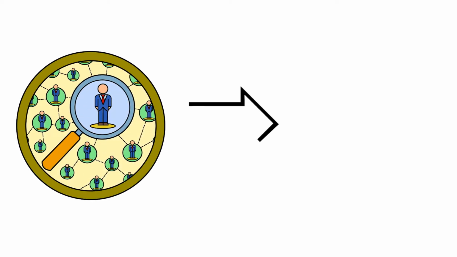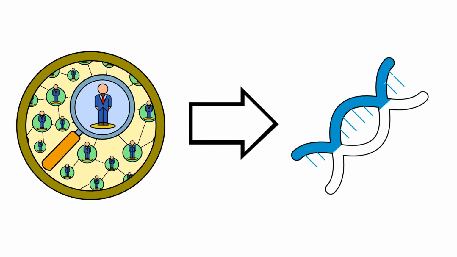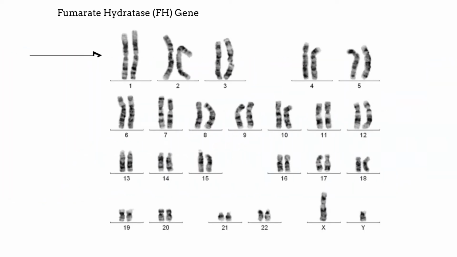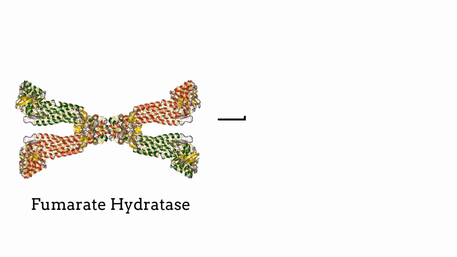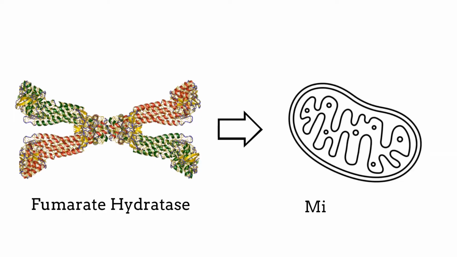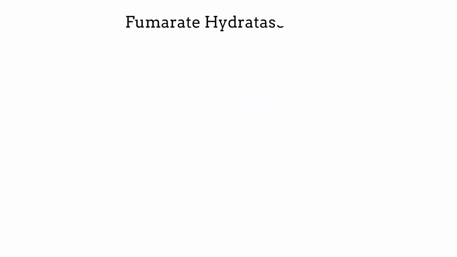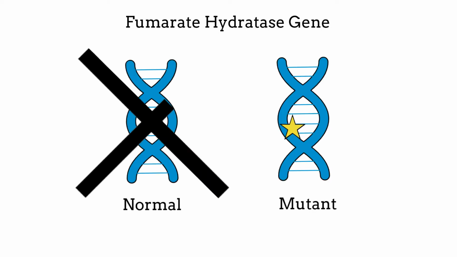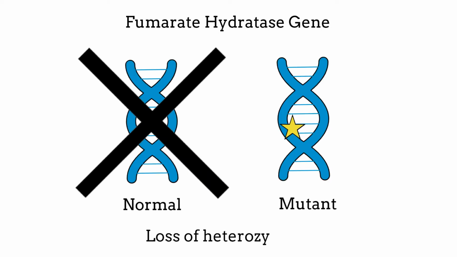Those affected with HLRCC have inherited a faulty copy of the fumarate hydratase gene, along with a normal copy of the fumarate hydratase gene, from their parents. Due to this faulty gene, there are lower levels of normal fumarate hydratase within the mitochondria of cells. If a person with HLRCC loses their only normal copy of the fumarate hydratase gene in their lifetime, a process known as loss of heterozygosity, then they're at risk of tumor development.